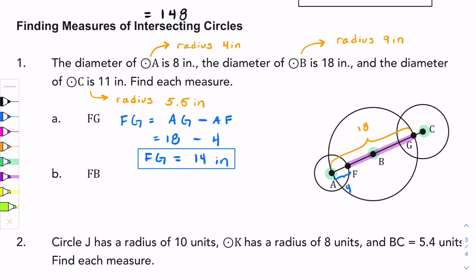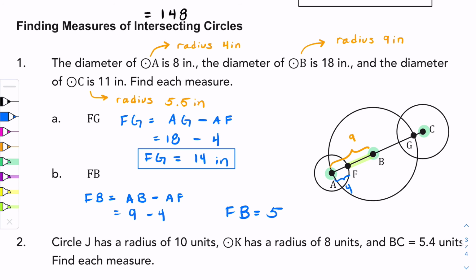And next we are asked to find the length of FB. So for FB, we're going to use a very similar process. We're looking for this segment right here. And we know that this total length, based on the given information, this total radius length is 9 inches. And once again, we know that this radius is 4 inches. So in order to find FB, what I'm going to look at is the radius AB minus the radius of AF, which is 9 minus 4, and then that tells us that segment FB is equal to 5 inches, and that would be our solution.